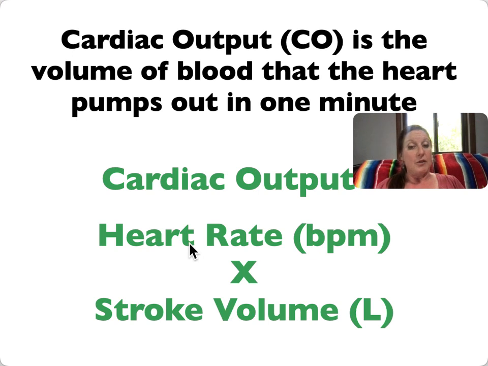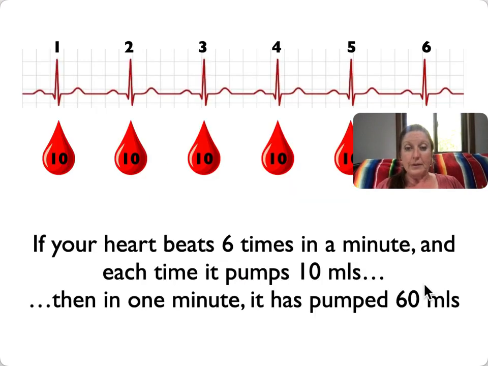So if your heart beats 10 times in a minute, which is a ridiculously low number, and each time it pumps out 10 mils, then that means that over the course of 1 minute, 100 mils will have been pumped out by your heart. And that's the cardiac output.